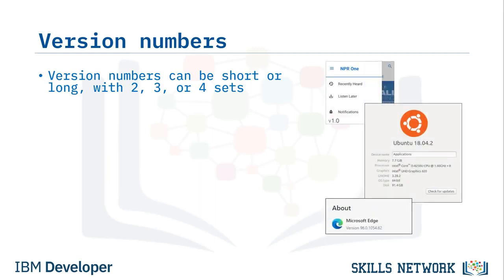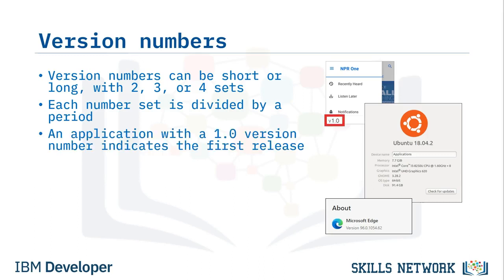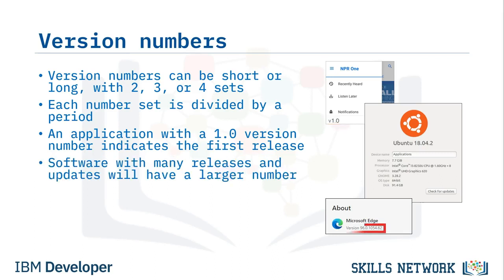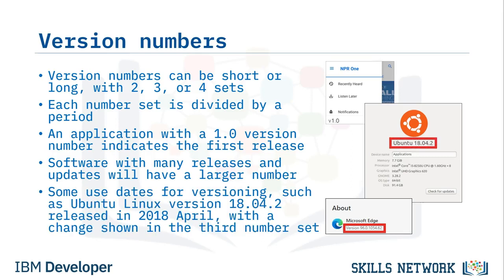Version numbers can be short or long depending on the software and the preference of the developer, with 2, 3, or 4 number sets. Each number set is divided by a period. The first release of an application or program might have a 1.0 as the version number to indicate no updates, patches, or fixes to the software. Note, a version still in beta or testing could have a version number lower than 1, such as 0.9. A program or application with many releases and updates will have a longer number, sometimes 4 different number sets within the version number. Some software developers may use dates for their versioning.